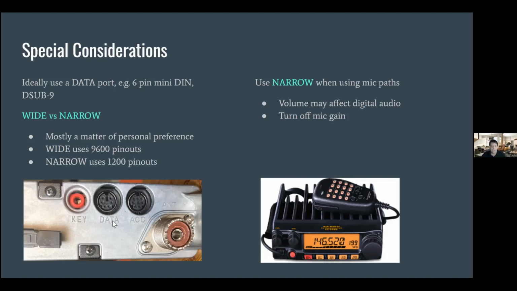On narrow, you're using mic paths. Just keep in mind, in this case, you would plug it in here in the front, and you lose the ability to do voice. Either you get an A/B switch, some people do that, but understand that this is not the ideal way of doing this, right? The volume button may affect the digital audio on the data ports. It usually doesn't. And of course, you need to turn off the mic gain. We've seen that with a couple of people who were very unsuccessful making this work in the beginning. If you're using a mic path on any of your radios, turn off the mic gain or turn it as low as it can possibly go.